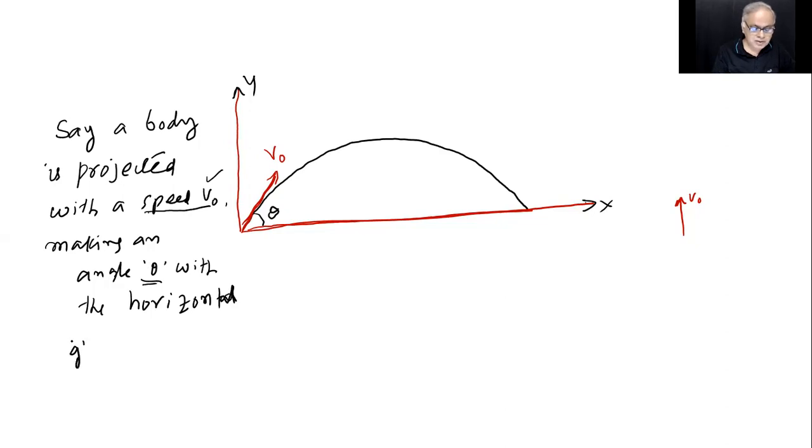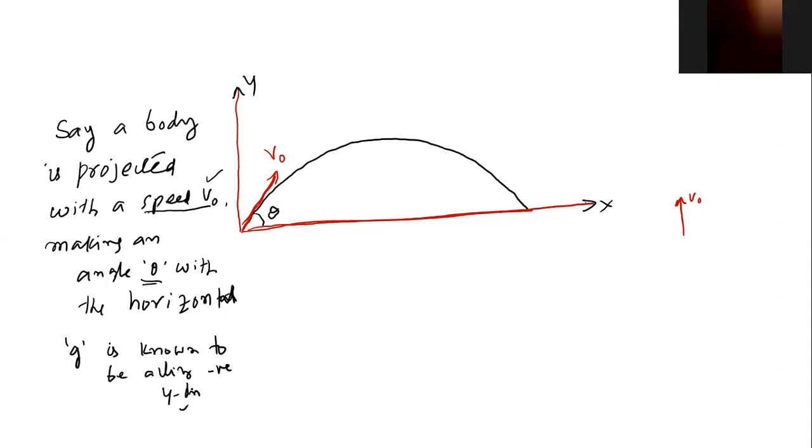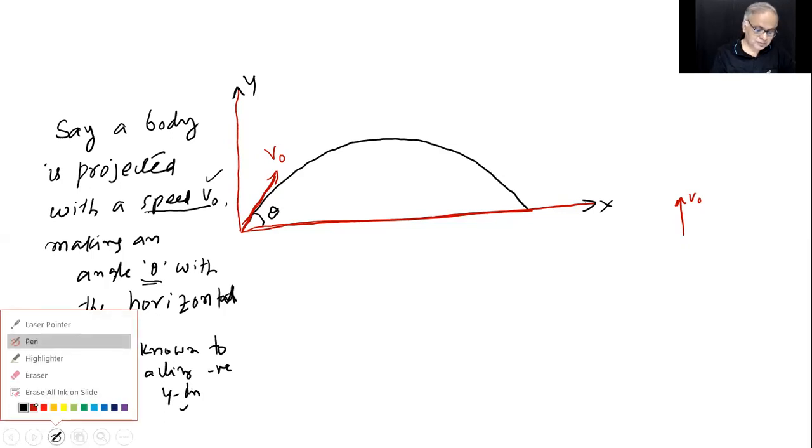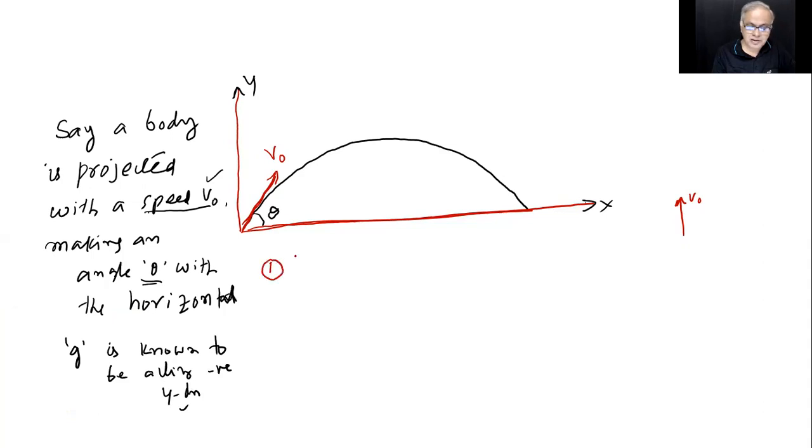g is known to be acting in the negative y direction, right? Now we need to find out a few things. The first point is velocity at a time t. How much is the velocity? Because I know v0, I know theta, but I don't know how this velocity changes later.